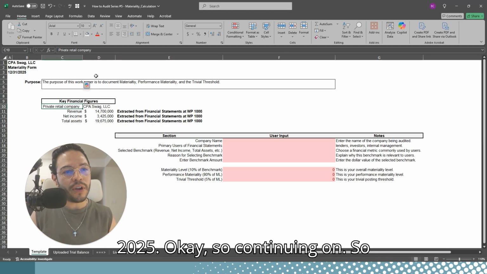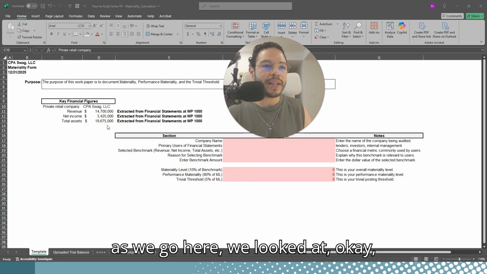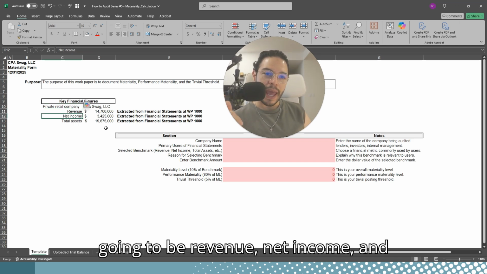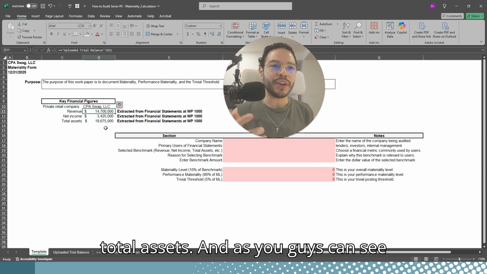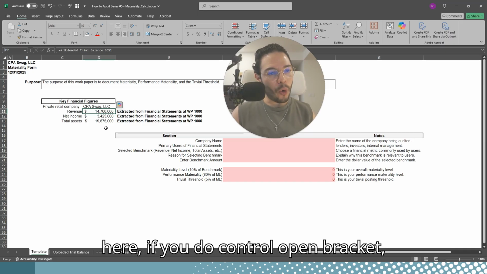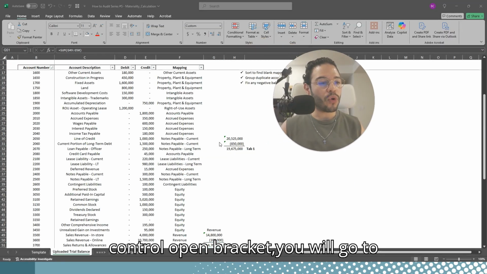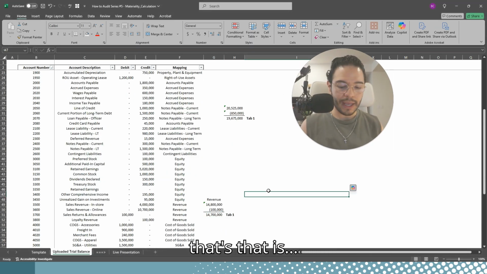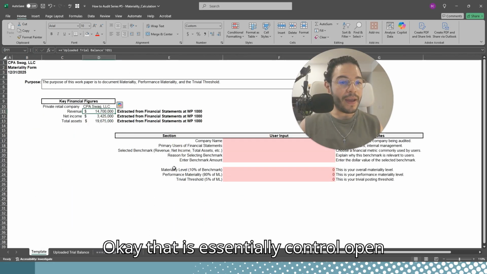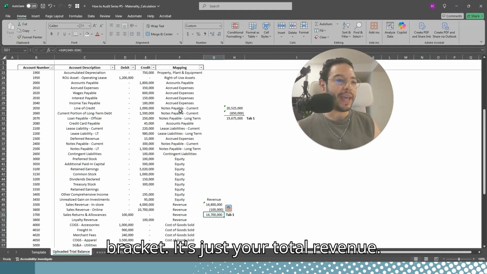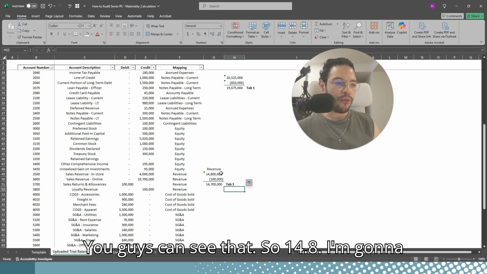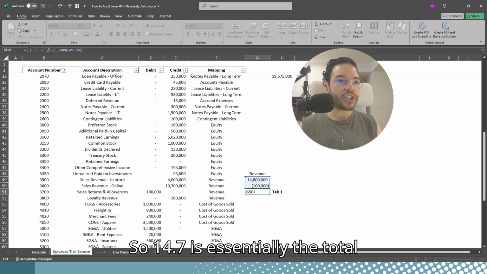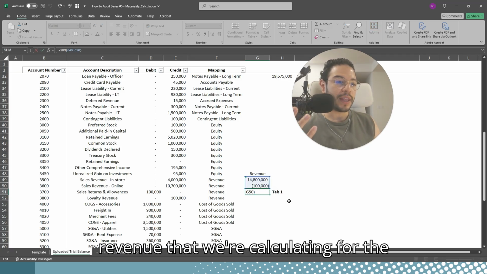Okay, so continuing on. So as we go here, our key financial figures in here are going to be revenue, net income, and total assets. And as you guys can see here, if you do control open bracket, you will go to exactly where that number is coming from. So here, essentially that is, oh, I don't want to hit F2 again. Okay, that is essentially control open bracket. It's just your total revenue. You guys can see that? So 14.7 is essentially the total revenue that we're calculating for the company.